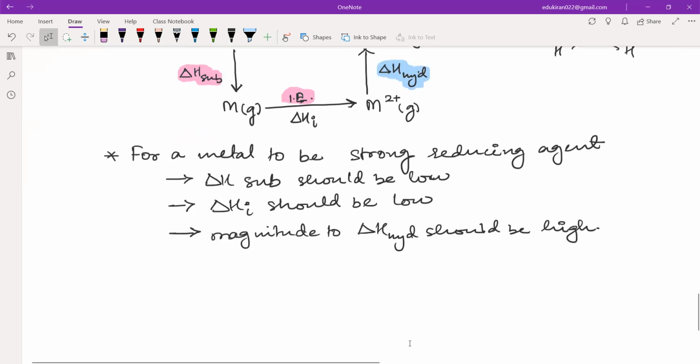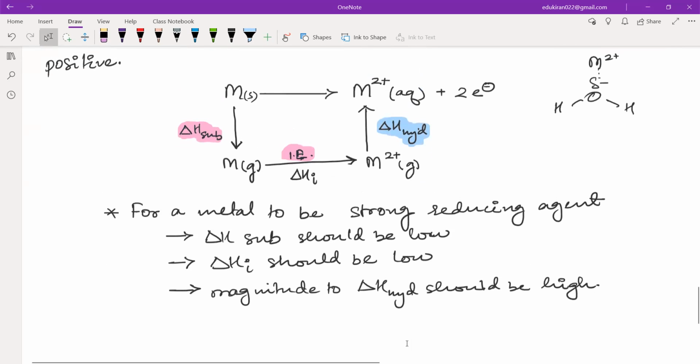Okay, so all of you got this? Yes or no? First of all, tell me that. These 3 steps and the information here. Yes, sir.